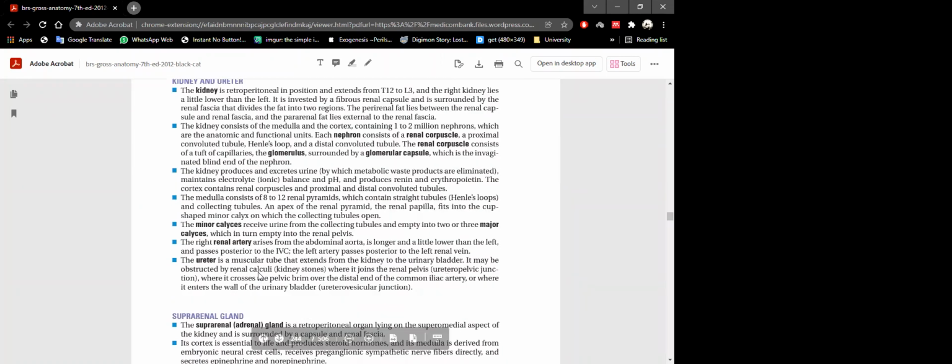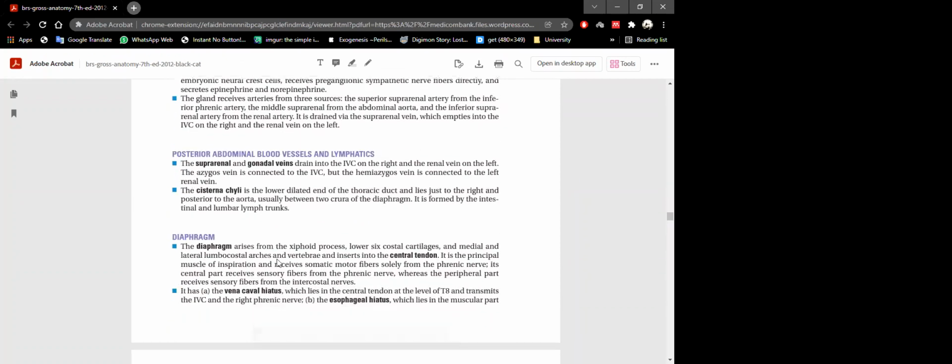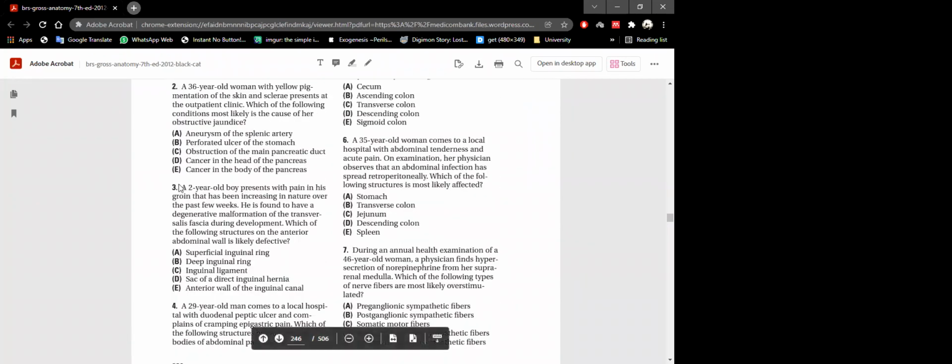All right, let's just real quick look at the questions right here. One of the questions is this: a two-year-old boy presents with pain in his groin that has been increasing over the past few weeks. He is found to have a degenerative malformation of the transversalis fascia during development. Okay, so he has a problem in his transversalis fascia. Which of the following structures is likely defective? What is the structure that is probably the problem?